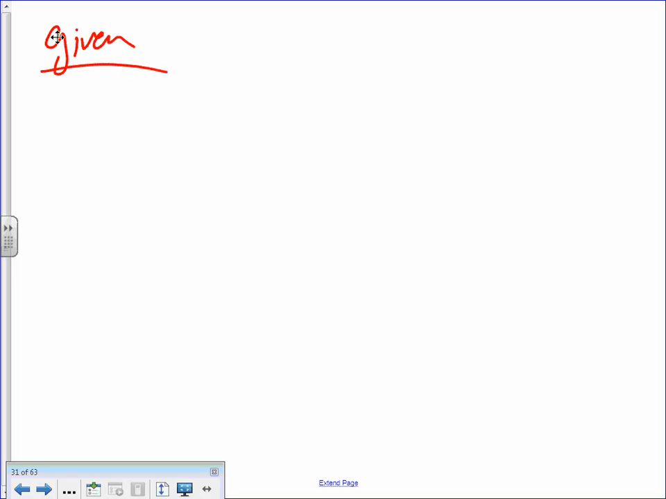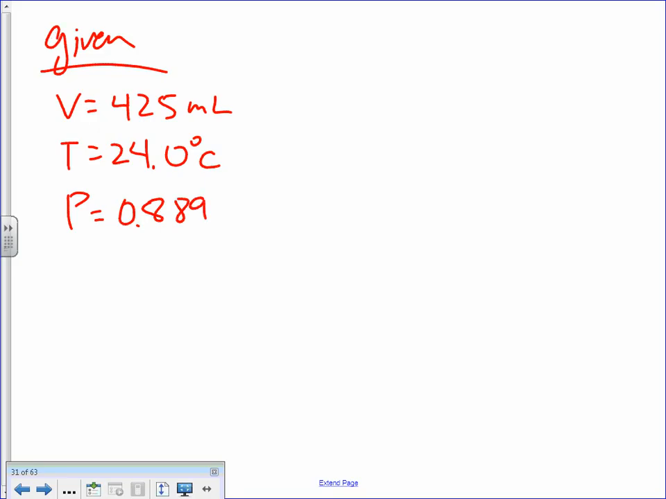So looking at 17, a student, this could be you, collects 425 milliliters of oxygen. Stop. What is it giving me? V is 425 milliliters of oxygen gas at a temperature of 24 degrees Celsius and a pressure of 0.889 atmospheres. What's the question? How many moles? What variable is that asking for? N. It's asking for n. It's nice to know that we're looking for n. How many moles of oxygen? And when I say oxygen, do I mean diatomic or do I mean just O?